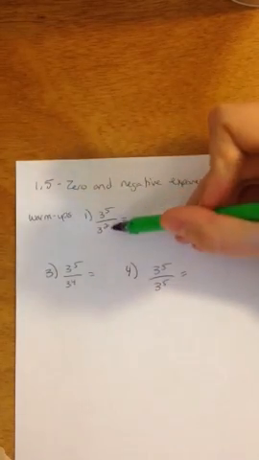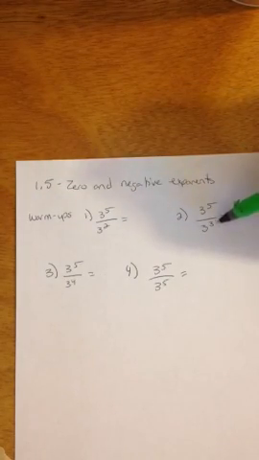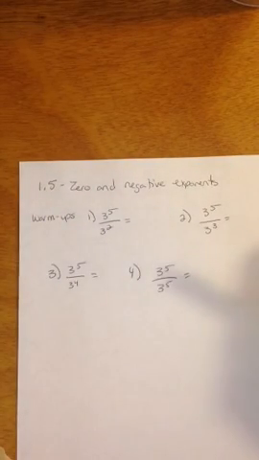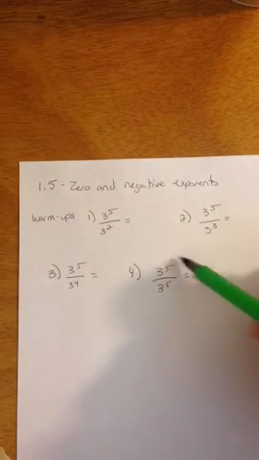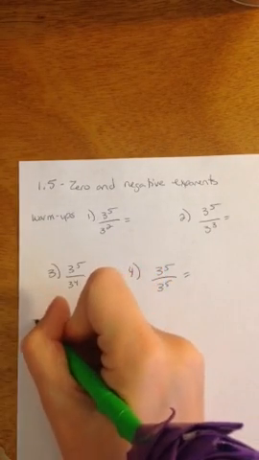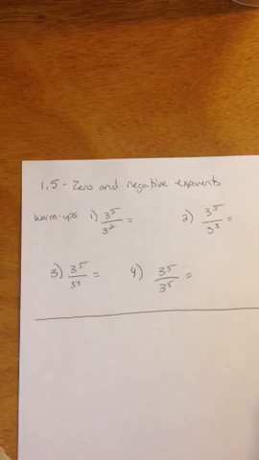So we have 3 to the 5th over 3 squared, 3 to the 5th over 3 cubed, 3 to the 5th over 3 to the 4th, and 3 to the 5th over 3 to the 5th. This one will be a little new to you today, and that's what we're going to talk about. So go ahead and pause if you need to finish. I'm going to continue on the notes though.